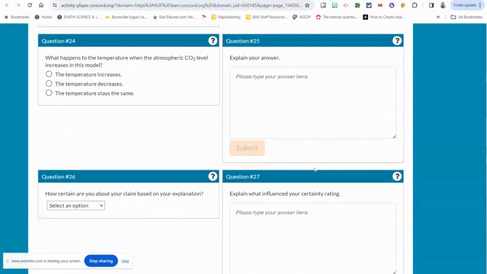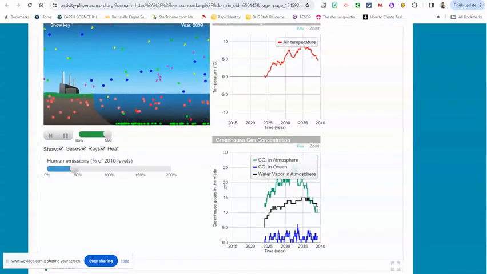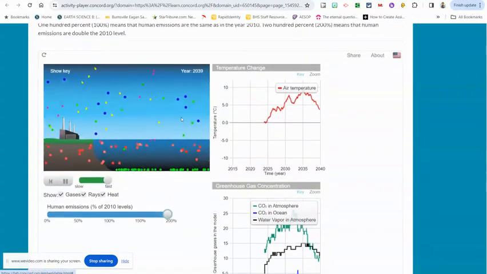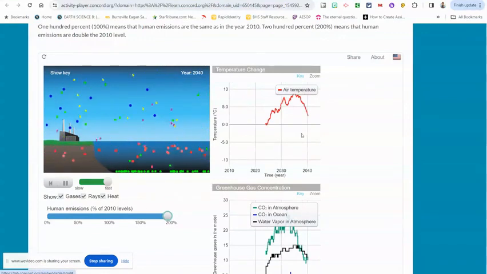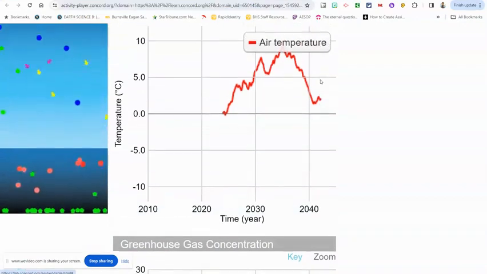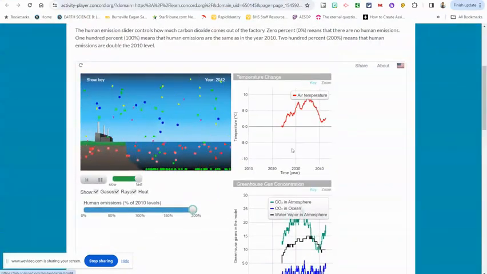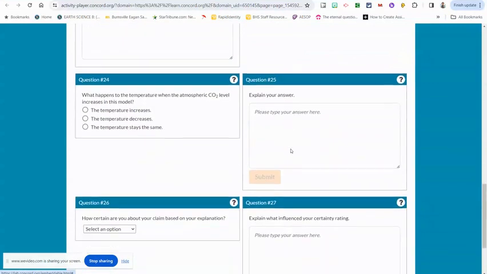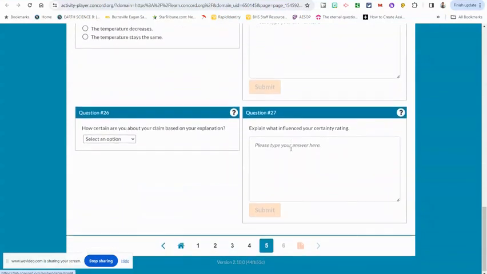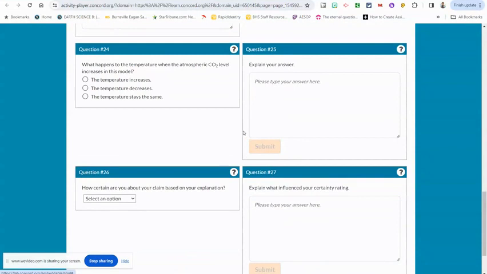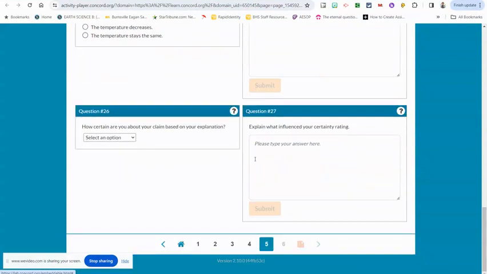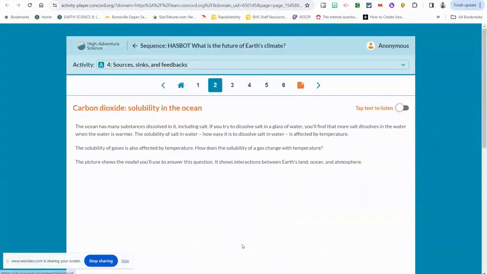What happens to the temperature when the atmospheric carbon dioxide increases? So we can certainly bump that up again if you don't know. Most of you probably know if we increase the amount of carbon dioxide, we're probably going to see an increase in temperature. We'll give it a little time to work. And you should be able to see that the temperature is starting to rise. And then you can go through and explain how you got that answer and so on. And we'll go to the last page.